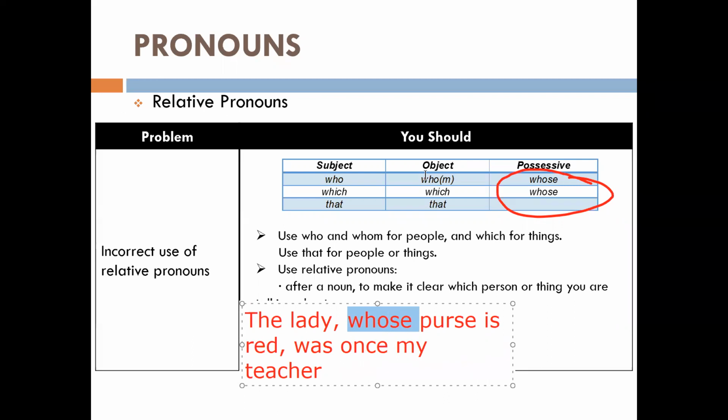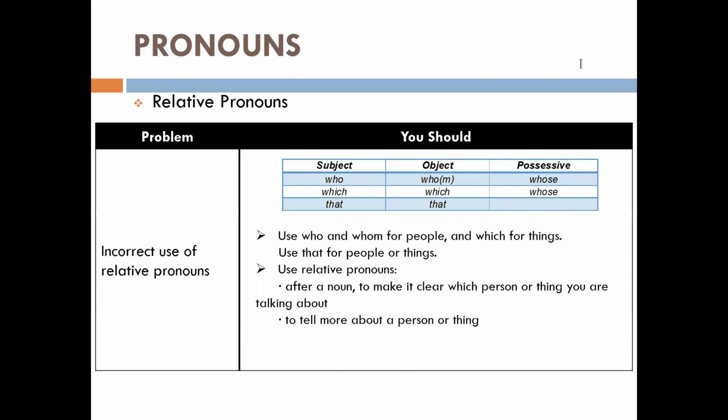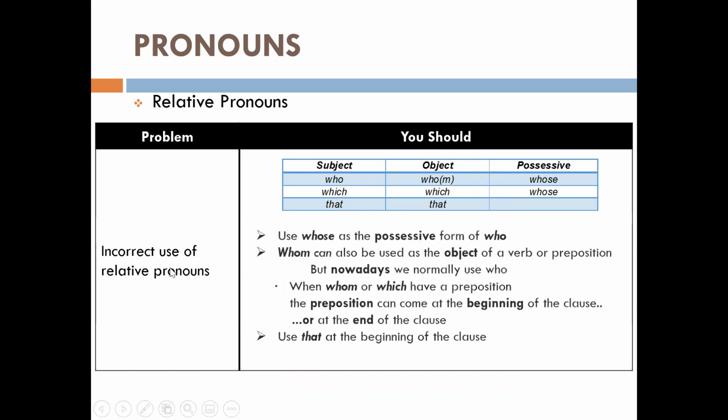All right. So that's how you use the who and whose. All right. Now, okay. As I've mentioned, this is not something that you should worry about. I have discussed this before. So whom can also be used as the object of a verb or preposition. But nowadays, we normally use who.